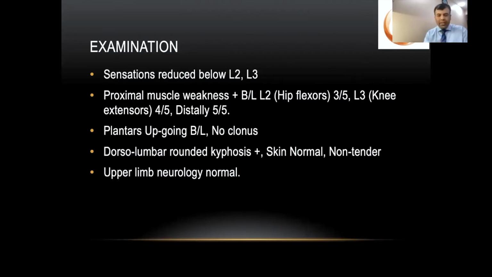On examination, he has a classical myelopathic gait, and his sensations were reduced below L2, L3 on both sides. There was a proximal muscle weakness bilaterally in hip flexors, that is L2, 3/5 power, and knee extensors were weak. Distal power was normal in both the legs. Plantars were upgoing. There was no clonus. There was a rounded kyphosis on the dorsolumbar spine. The skin over the kyphosis was normal and it was non-tender. Upper limb neurology was normal.